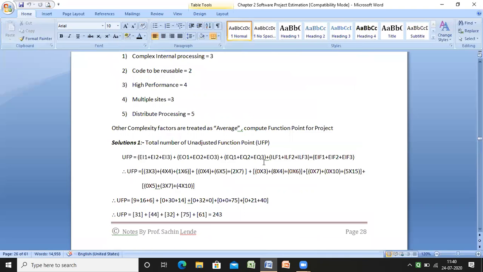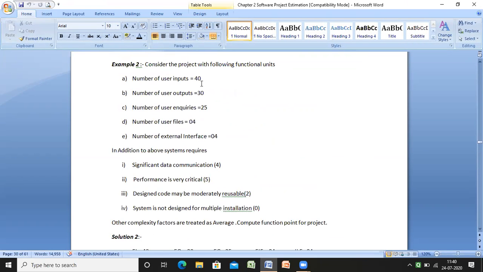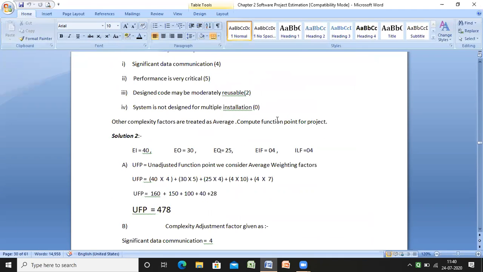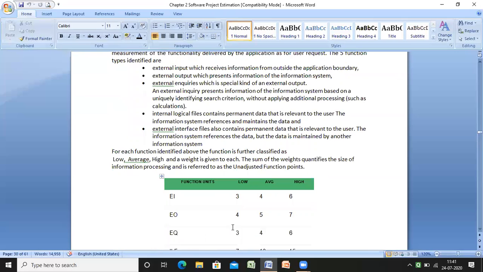If you look at the example again, they have mentioned the functional units are 40, 30, 25, 4, and 4. I'm going to multiply them with only the average ratings. We consider the average weighting factors here only. We are going to calculate the unadjusted function point. So it is 40 into 4, 30 into 5, 25 into 4, 4 into 10, and 4 into 7. These are the weightages given for the average: 4, 5, 4, 10, 7. If you look at the table, these are the values related to the average point.